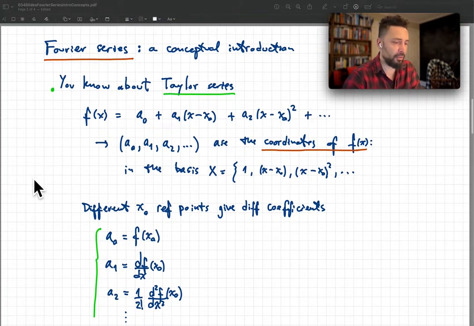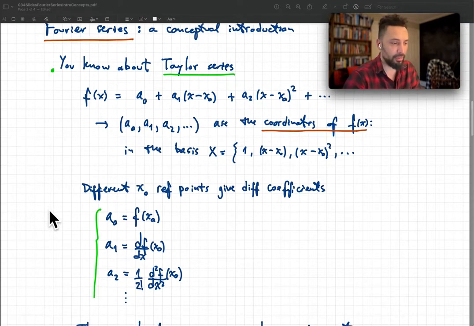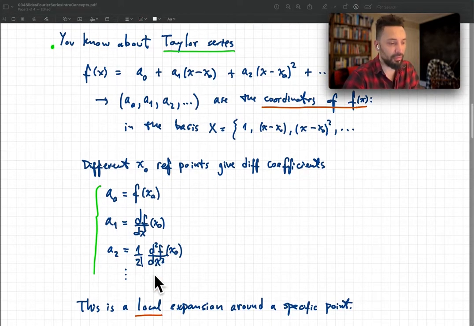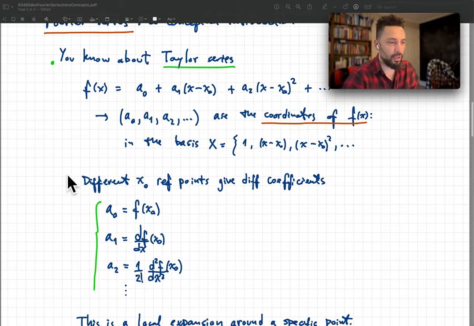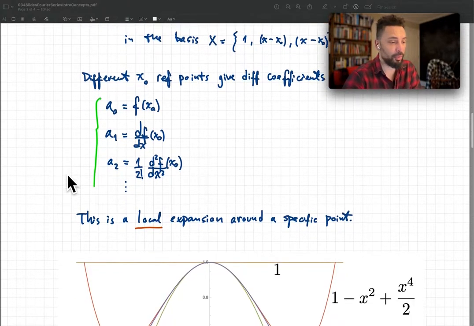Now, different points x0, different reference points, will give you different coordinates, because a0 depends on the function evaluated at x0, a1 depends on the derivative of the function evaluated at x0, a2 on a second derivative divided by 2 factorial, and so on and so forth. This is, of course, what you learn about the Taylor expansion, and it's a local expansion around a specific point.